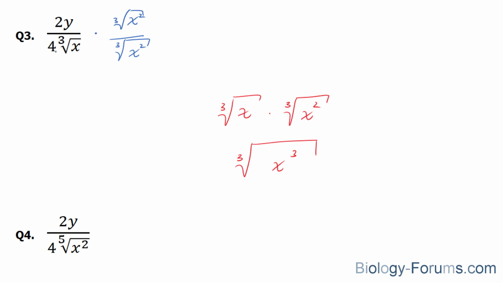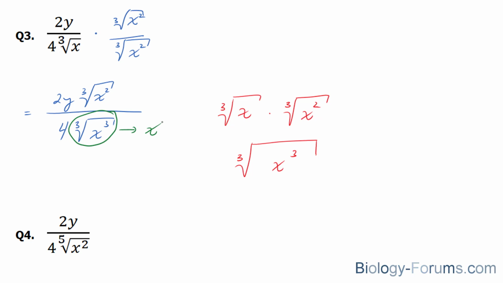The bottom part becomes 4 times the third root of x to the power of 3, and the top becomes 2y, the third root of x to the power of 2. Now this is really messy, but keep in mind that this right here will reduce to simply x. So what we end up with is 2 times y times the third root of x to the power of 2 over 4 times x. That is how you rationalize the expression. Let's move on to the next one.